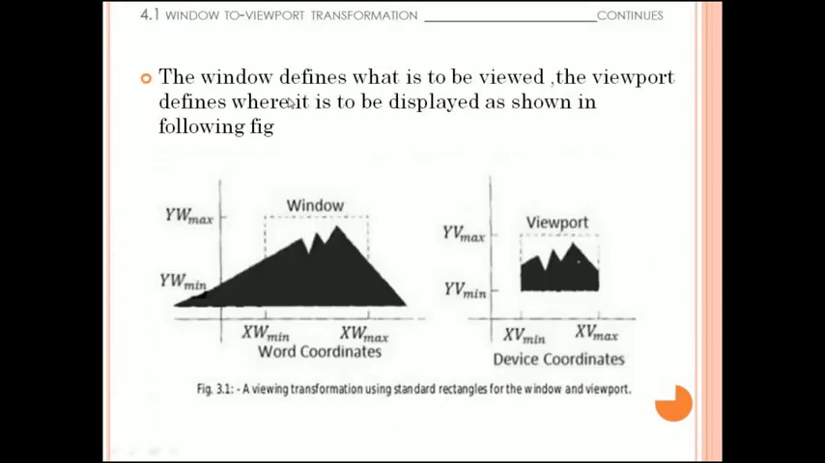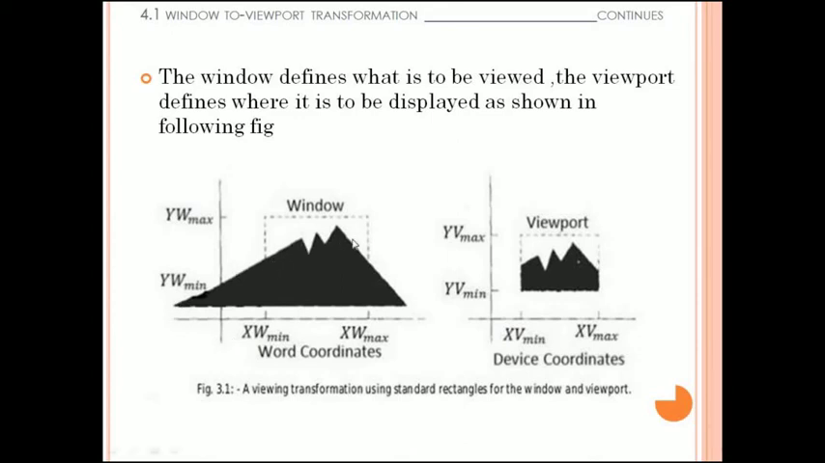Then the window defines what is to be viewed, and the viewport defines where it is to be displayed, as shown in the following figure. Here is the world coordinate and here is the device coordinate. The figure is a viewing transformation using a standard rectangle for the window and viewport. Here the world coordinates are x min, x max, y min, y max, and this is our window. We select which part is to be visible on our screen, and this part is selected.